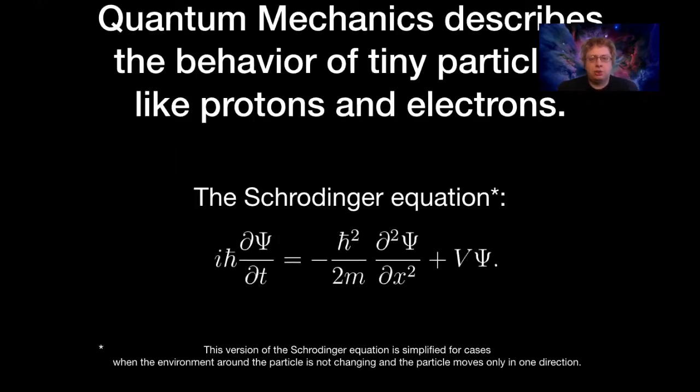Instead, if we want to describe these tiny particles, we need to use quantum mechanics. Quantum mechanics is a new theory of physics that was developed in the early 1900s. And the primary equation in quantum mechanics, the equivalent of F equals ma in classical mechanics, is called the Schrödinger equation, which is shown here. So as you can see, the Schrödinger equation is quite a bit more complex than F equals ma, but it's basically doing the same thing.